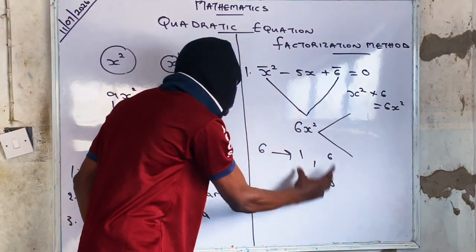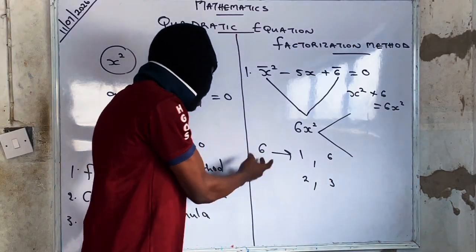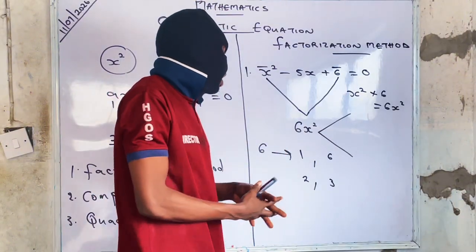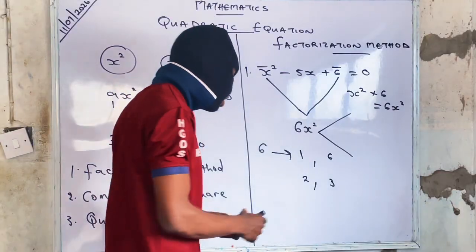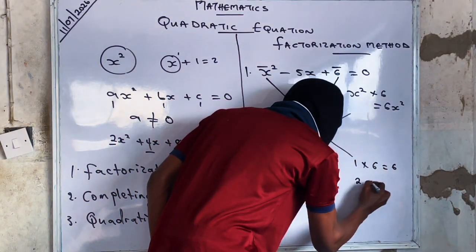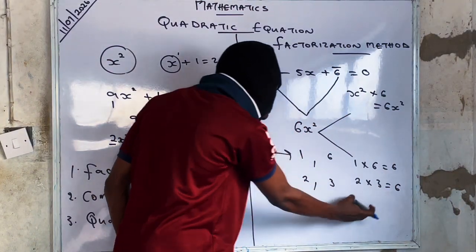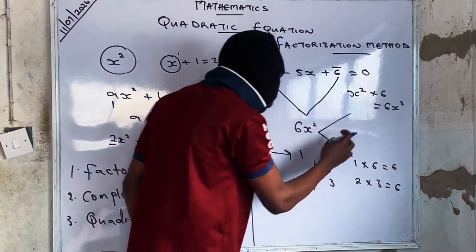Now, if you look at this, you have 1 and 6, you also have 2 and 3. When we multiply them together, we are able to get 6, which is correct. But we don't know the one we are going to add together to give us minus 5. Now, let's find that out. We have 1 times 6, which gives us 6. We also have 2 times 3, which also gives us what? 6. Now, these 2 factors work. Let's look at the one which we are going to sum up to give us minus 5.